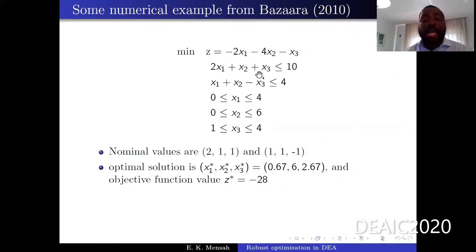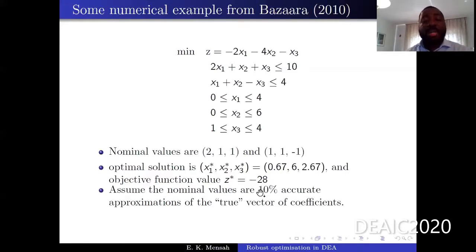So a quick example from Ben-Tal and Nemirovski, where we have a problem with non-negative decision variables. Now, the nominal values of this problem are 2, 1, 1, 1, negative 1, which comes from the first and the second constraint. The optimal solution is, as you see here, and we have the objective function value to be negative 28.